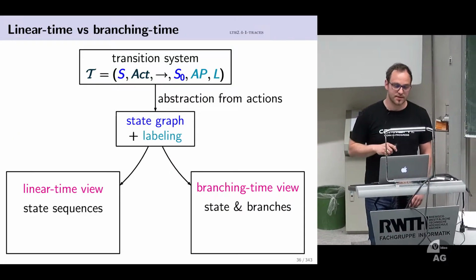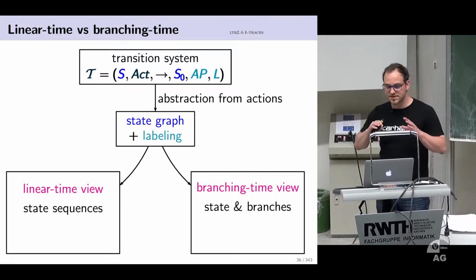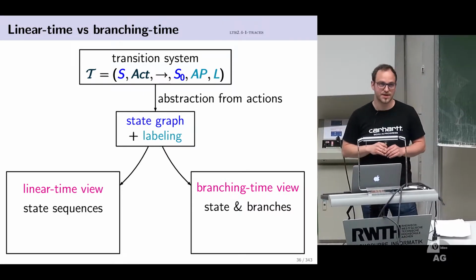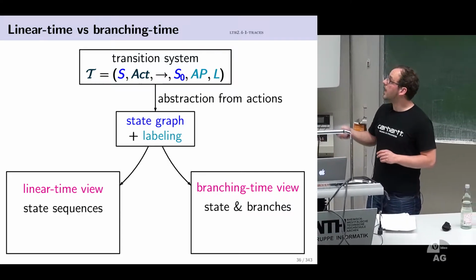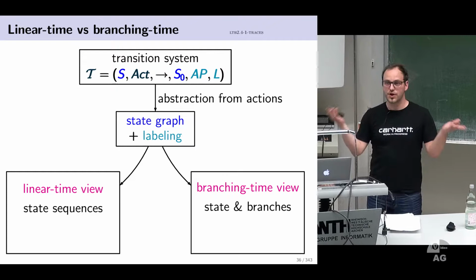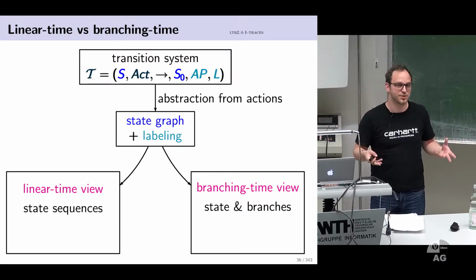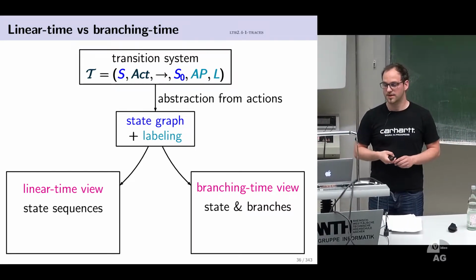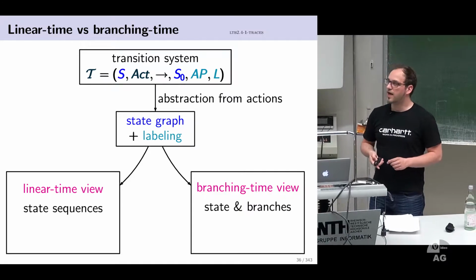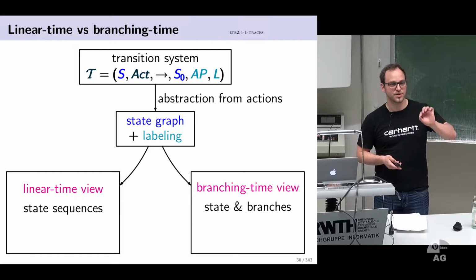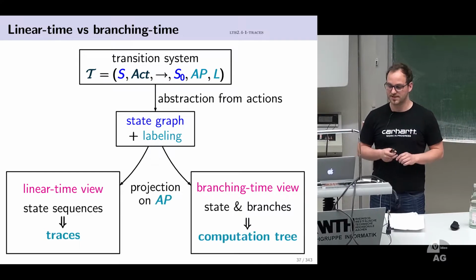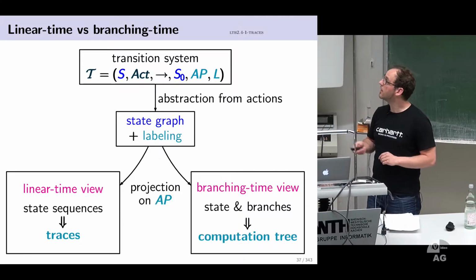Okay, so we've just seen that coming from a transition system, we first abstract from the actions, arrive at the state graph plus a labeling function of the states, and that there are two different views on how to interpret the executions or paths in these transition systems. And what we've done implicitly is we projected onto the atomic propositions of the states. We're going to formalize this now.